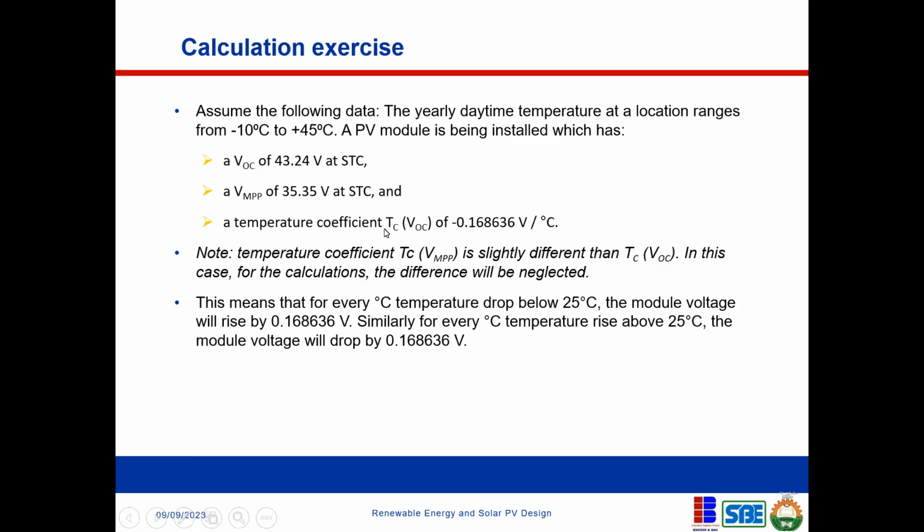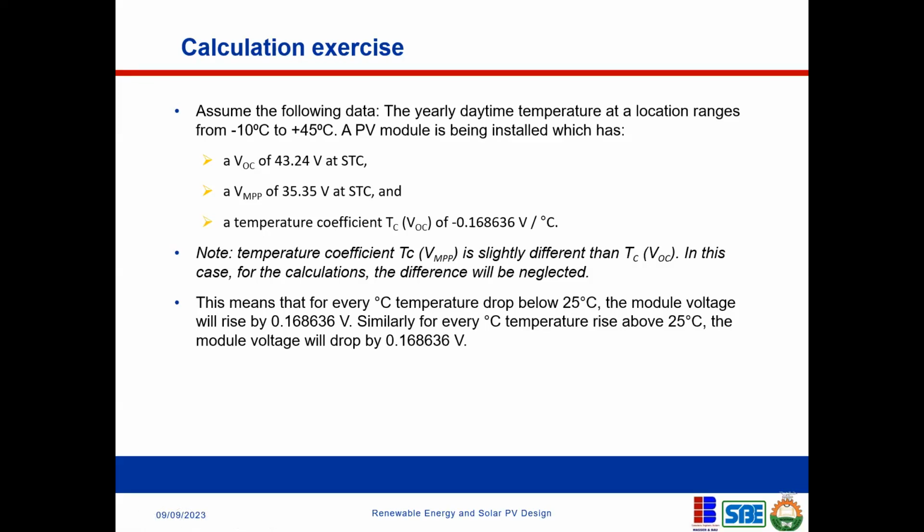Now, they give you the temperature coefficient. So for every degree change in temperature, whether plus or minus, your voltage is going to drop or increase by 0.168 volts, okay? Note that the temperature coefficient at maximum power point voltage is slightly different. I think I've explained this already. Like I said, some of these write-ups are just to explain what I've already discussed, so when you read it, you understand.